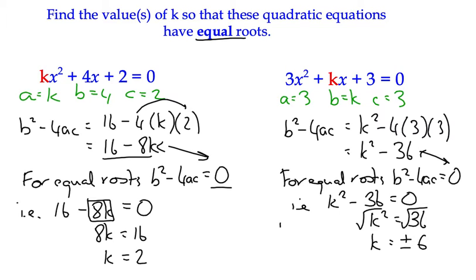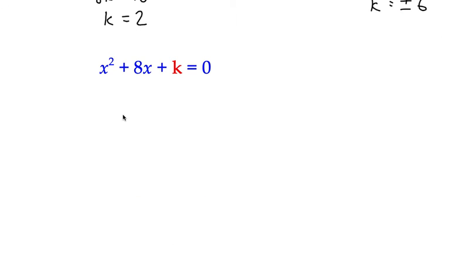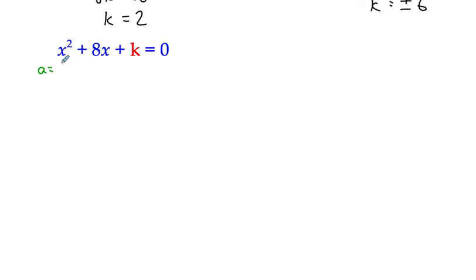Okay, one last one. Let's have a look at x squared plus 8x plus k equals 0. So basically there's examples with the k in different positions. If you want to have a go at it, pause the video and think, have I learnt enough about it to do it myself? Okay. So in this case here, a is 1, b is 8, and c is k.